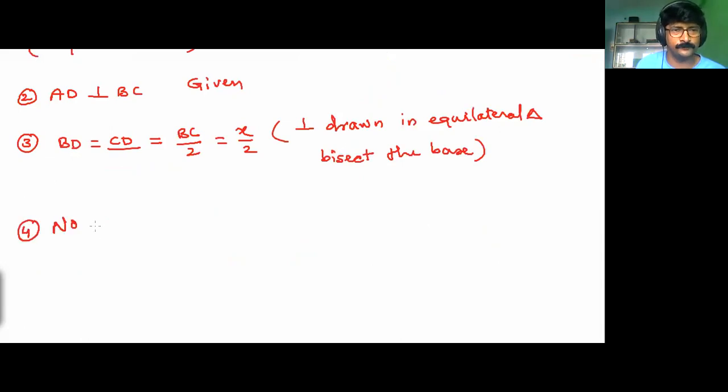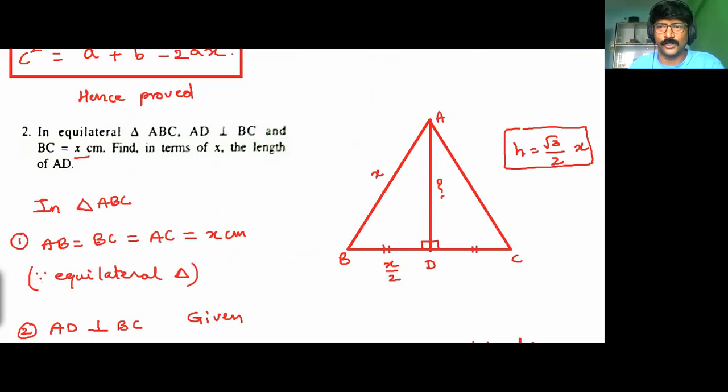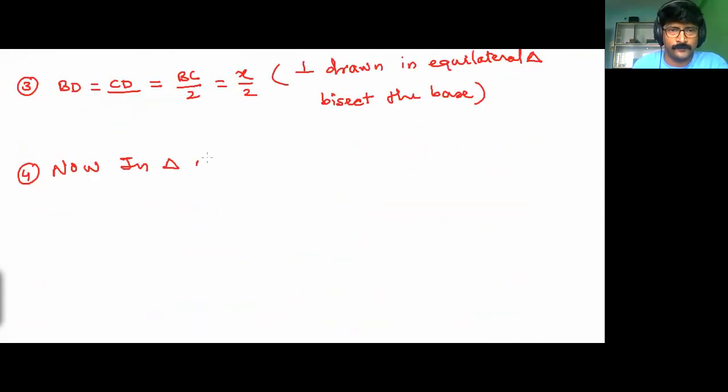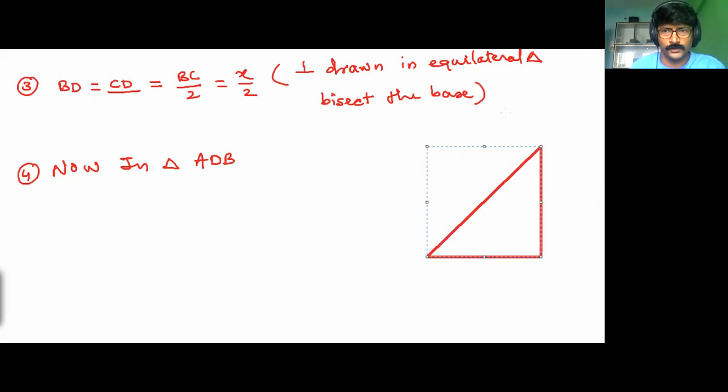Now in triangle, we're going to choose ADB. In triangle ADB, okay, it looks something like this. I'll just flip it. It looks something like this. This is A, this is B, and this is D, and this is the perpendicular, and this is x by 2, and this is what we are supposed to find, and this is x. You know? So in triangle ADB, angle ADB is equal to 90 degrees.